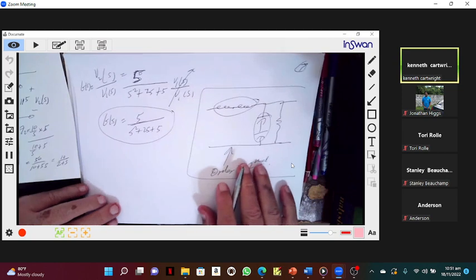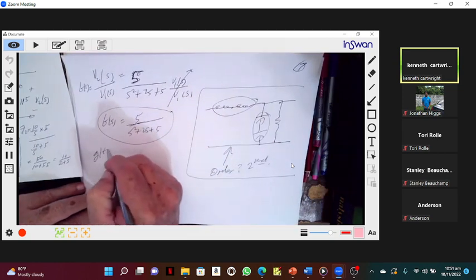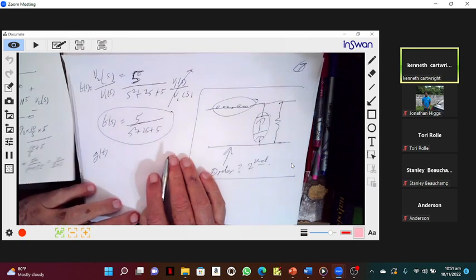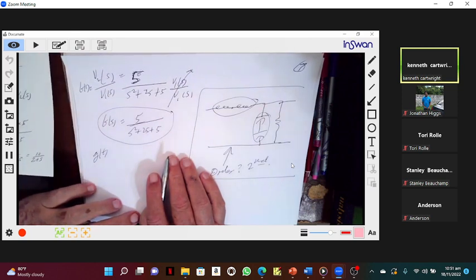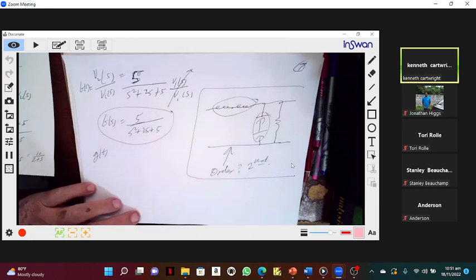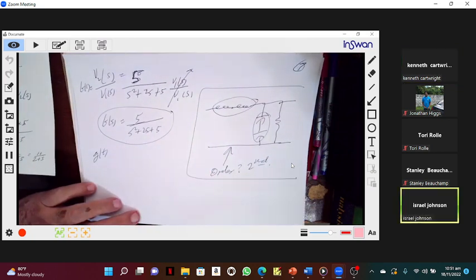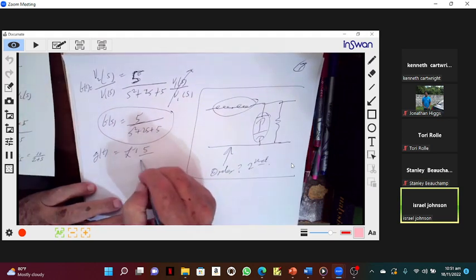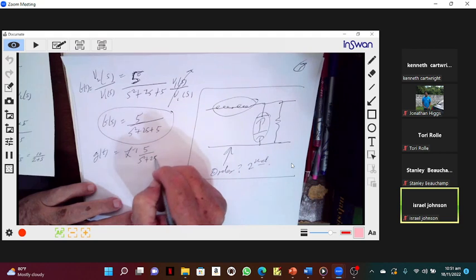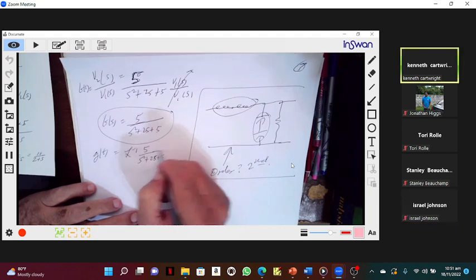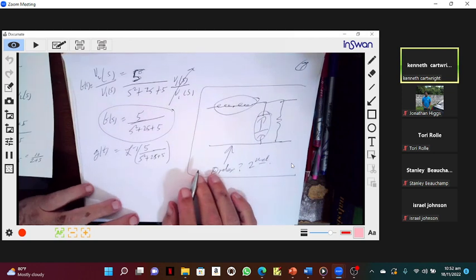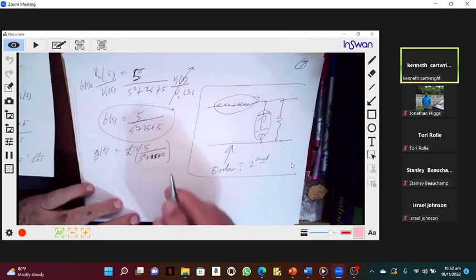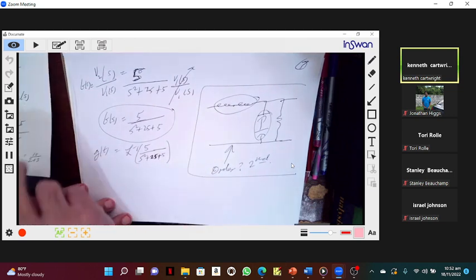Now, what's g(t)? What's the impulse response for the circuit? Inverse Laplace of G(s). Yes. Then what is that equal to? What is that equal to?